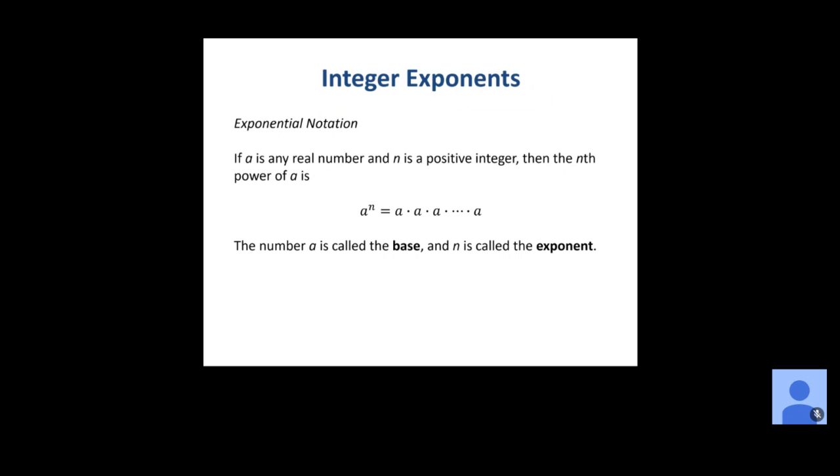If a is some real number and n is a positive integer, then the nth power of a is a times itself that many times. So in this case, we're multiplying a times itself n times. The n tells you how many times to multiply that base by itself. Again, a is called the base, and the n value here would be the exponent.